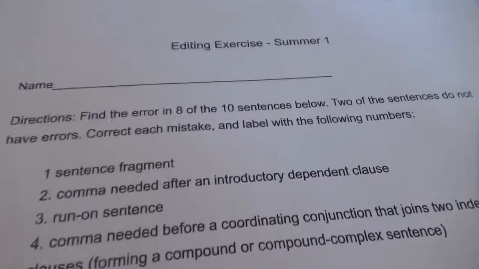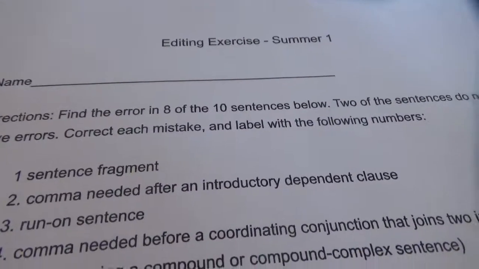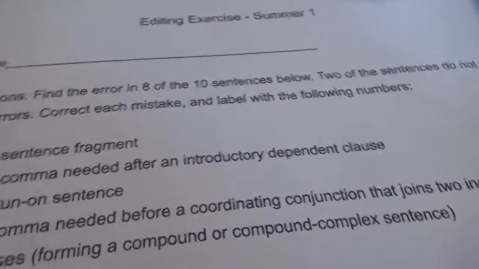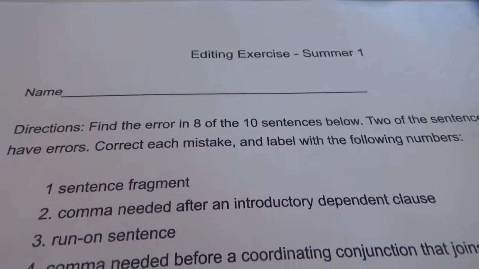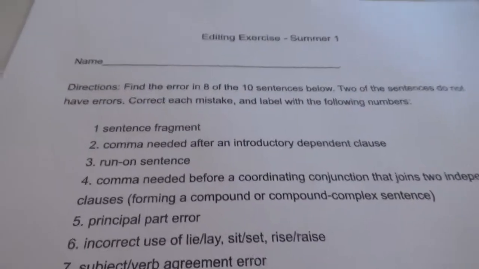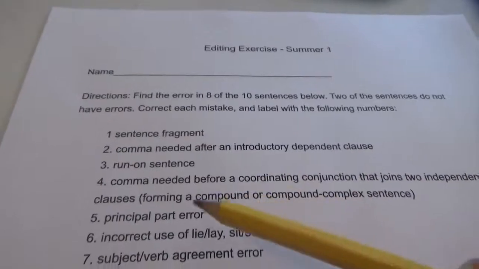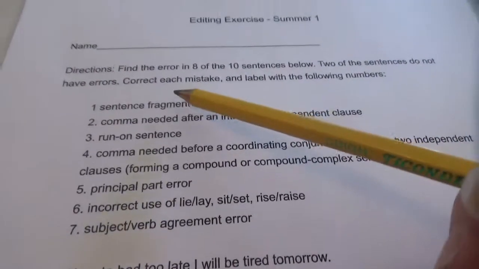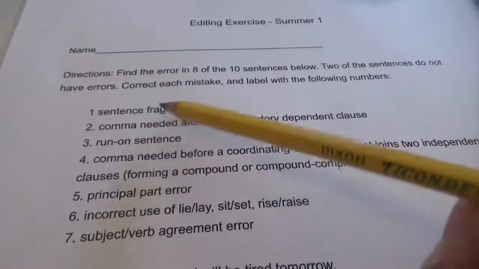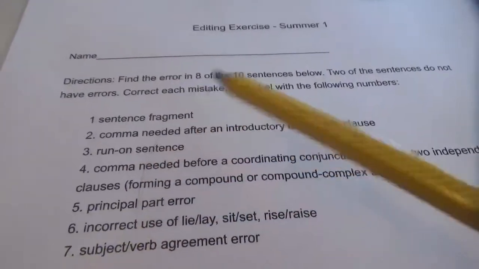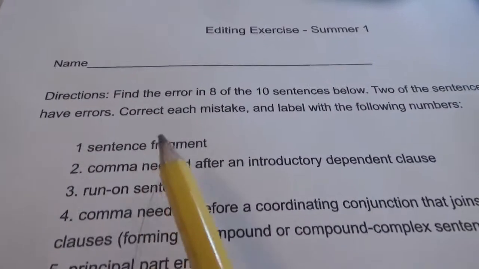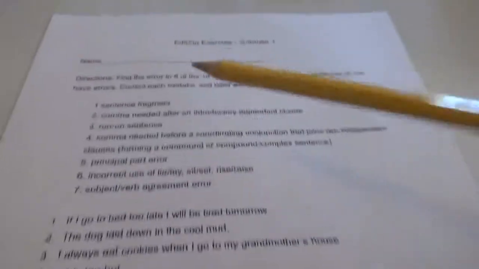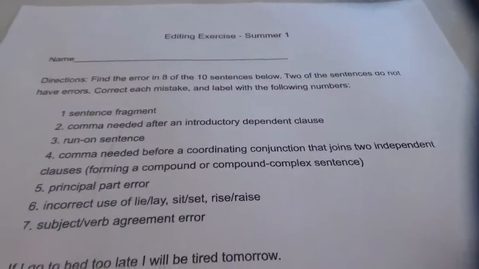All right, so the editing exercise says, find the error in 8 of the 10 sentences below. 2 of the sentences do not have errors. Correct each mistake and label with the following numbers. Now, this summer, we're going to be going through all of these errors and reviewing all of them. But most of you should be pretty familiar with these. We just talked about the sentence fragment error, but there will be all kinds of errors. 2 of them are correct, though.